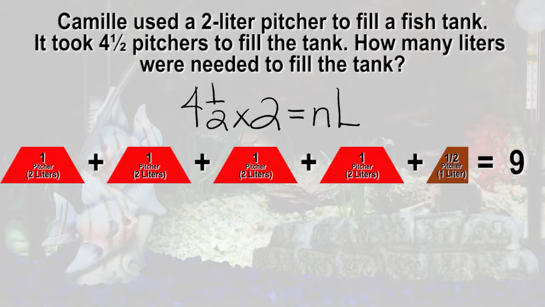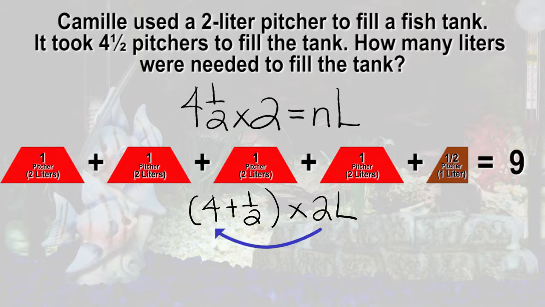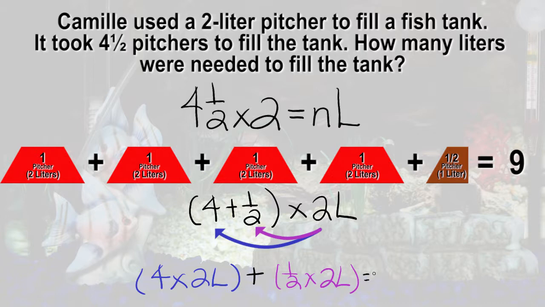This problem can be easily multiplied by using the distributive property. Looking at the model, the equation could be written as 4 plus 1/2 times 2 liters. Students would multiply 2 liters by 4 and then add that answer to 2 liters times 1/2. The equation would be 4 times 2 liters plus 1/2 times 2 liters equals 9 liters. The product refers to 9 liters and not 9 pitchers. 4 1/2 pitchers equals 9 liters.